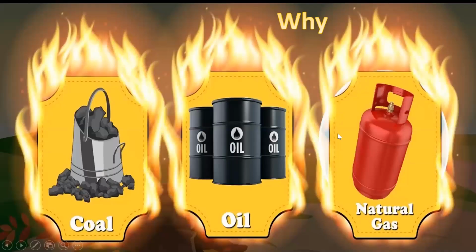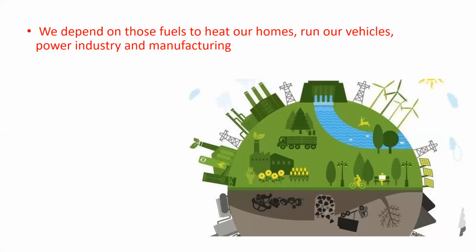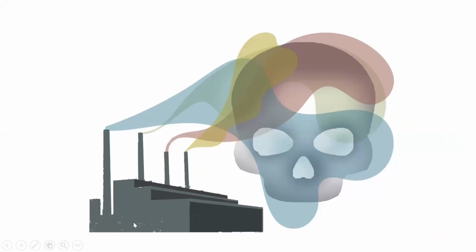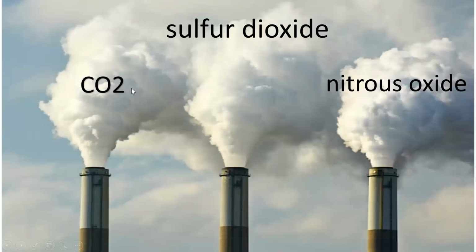So again, we burn fossil fuel, and that's how it creates acid rain. How does that happen? Let's see. When I burn the fossil fuel, a collection of harmful gases will be emitted. Okay, one of these gases is CO2. The other gas is called sulfur dioxide. And the third gas is nitrous oxide.